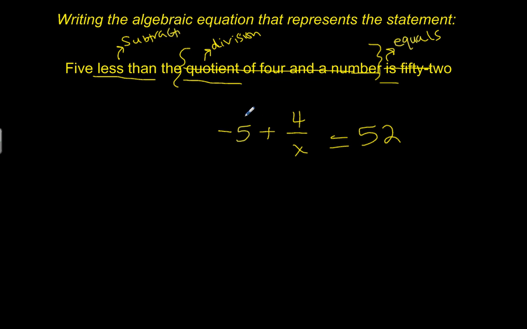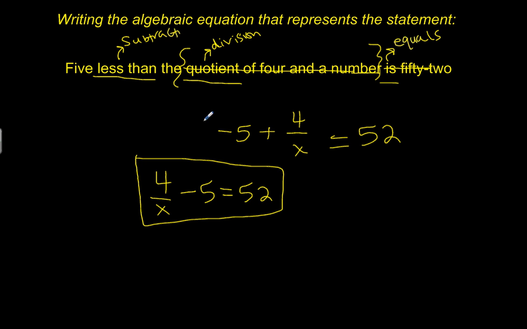Now, whoa, hold on a second. I'm not subtracting 5, am I? Well, yes, I am, because remember that we can write down problems in different ways. If you want to rewrite the problem so that it makes a little bit more sense to you, this right here would be the same thing as 4 over x minus 5 equals 52.